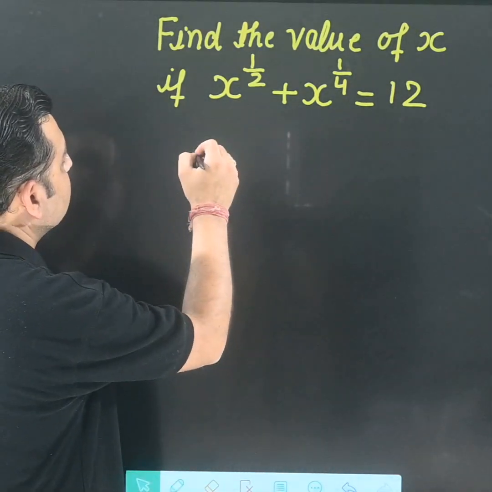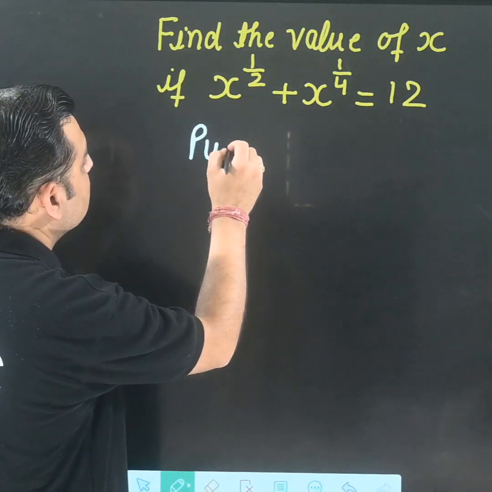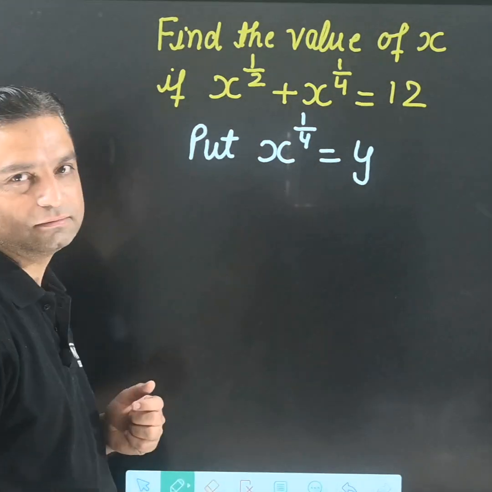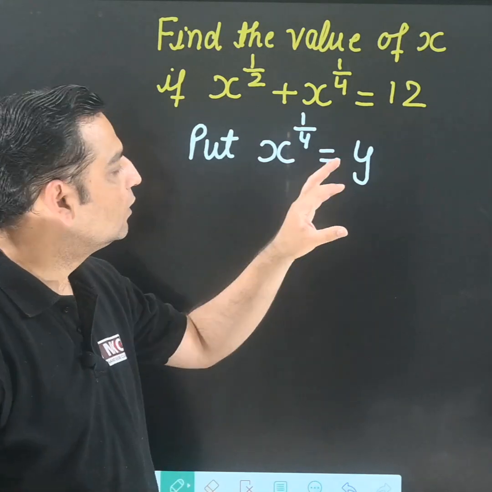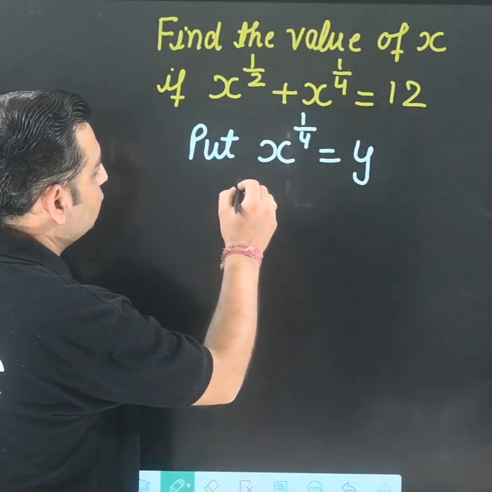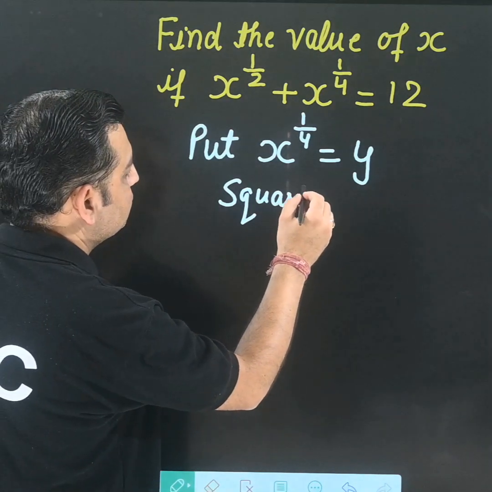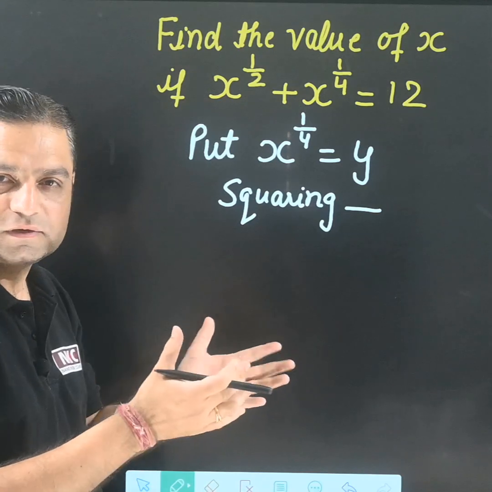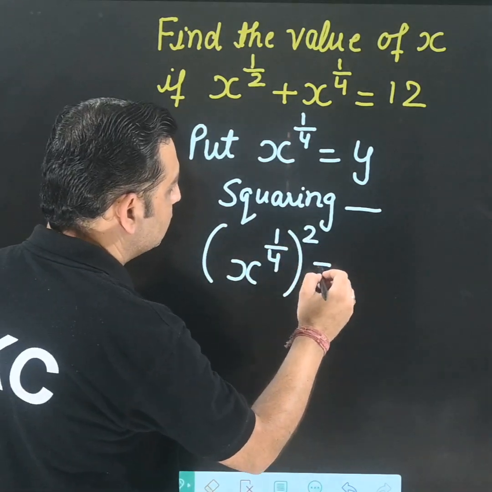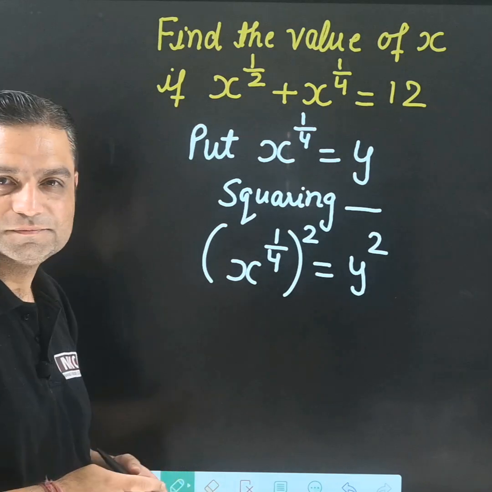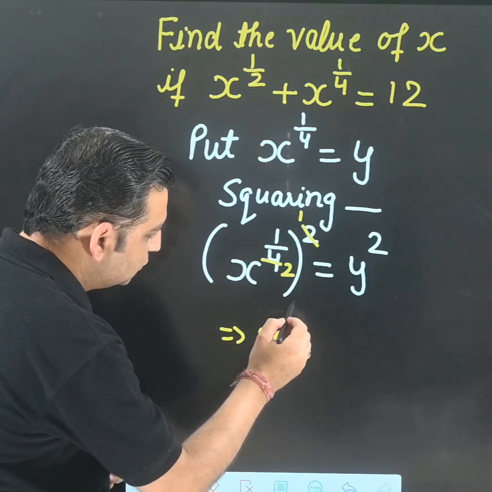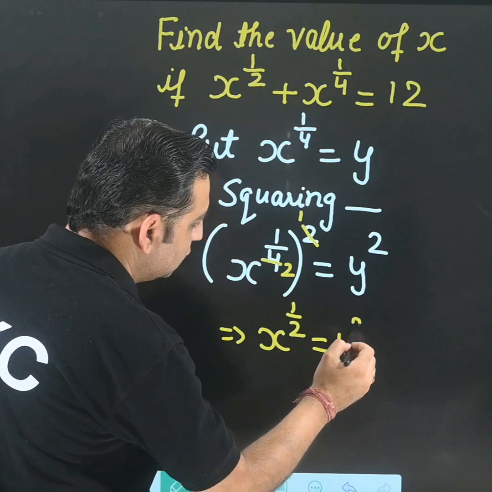What we are going to do here, we are going to use this x to the power 1/4 value. I am going to substitute it as y. x to the power 1/4, I am going to consider as y. I'll show you how it is going to be helpful. And what we are going to do now, squaring both sides. You will get x to the power 1/4, then square of it. On the right side also, square of it. What will happen? This 2 and 4 will be cancelled, and you will get x to the power 1/2. This is equal to y square.